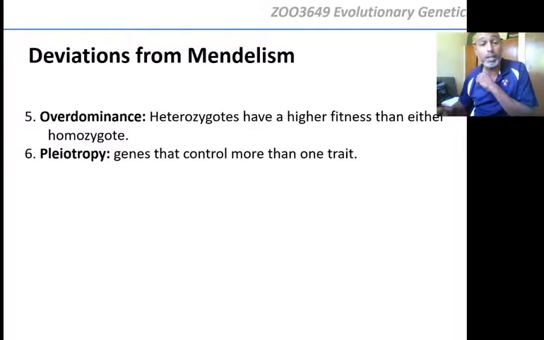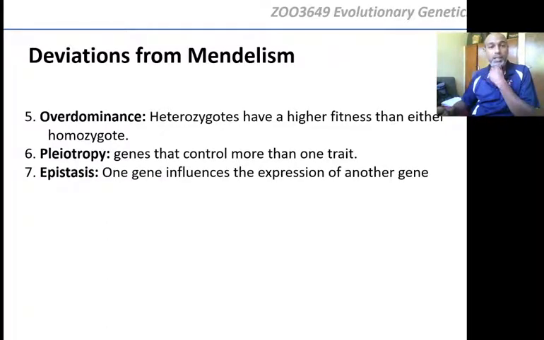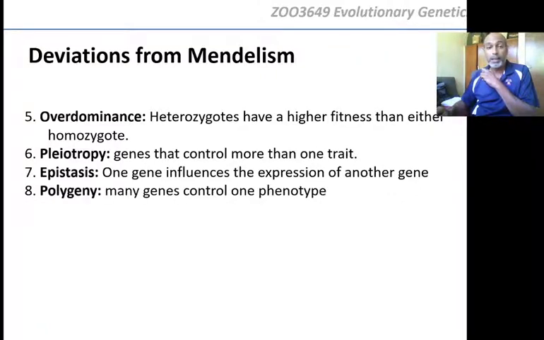Sometimes the traits can actually be quite different when a gene is acting pleiotropically. Then we have epistasis. You would have gotten a problem from epistasis in your practical guide. I hope that you're all following and filling in your practical guides. That's very important for your practical mark.